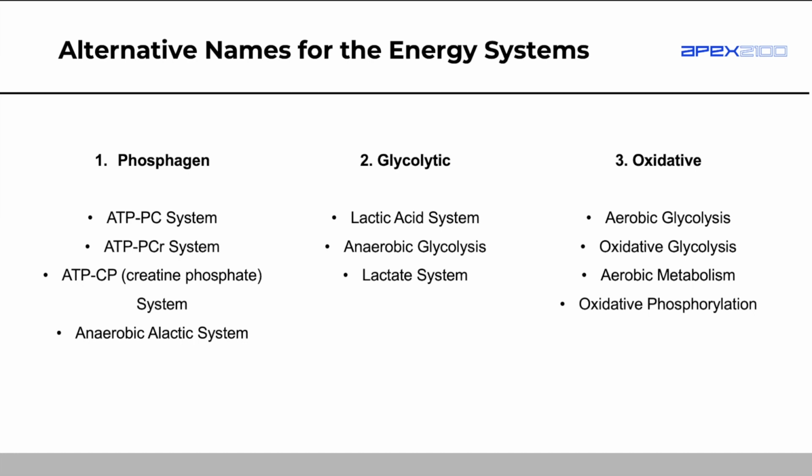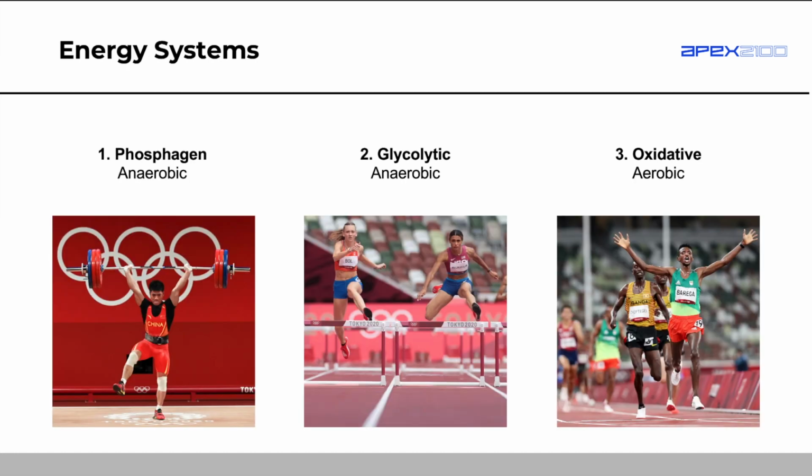So let's have a look at our three systems now. Firstly, phosphagen. Phosphagen is anaerobic. So for a weightlifter, for example, the phosphagen system is essential. It provides rapid bursts of energy for explosive movements during short, intense lifts or short, intense bursts of activity.